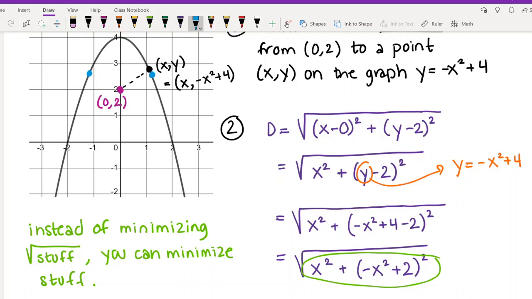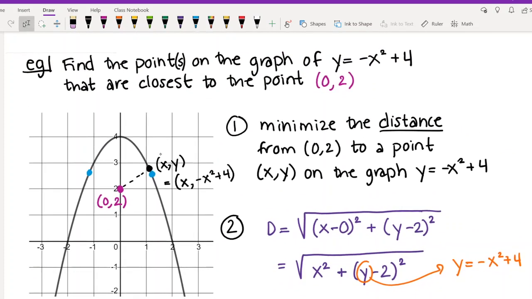So the last step is we need to make sure we're actually answering the question. The question is asking us to find the points on the graph. So we found the x coordinates of the points. We now need to find the y coordinates. So if you know the x coordinate of a point, how do you find the y coordinate? Well, you plug it into your equation, right? Not the equation we're trying to minimize, but the actual equation of the graph, because that's what we're looking at.